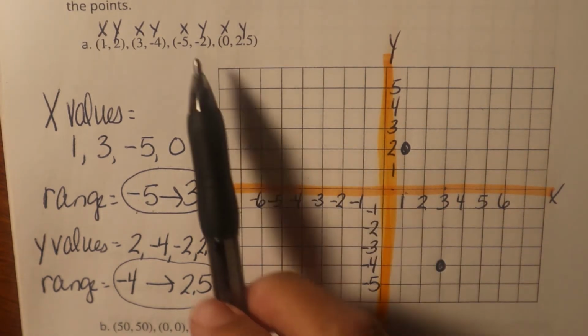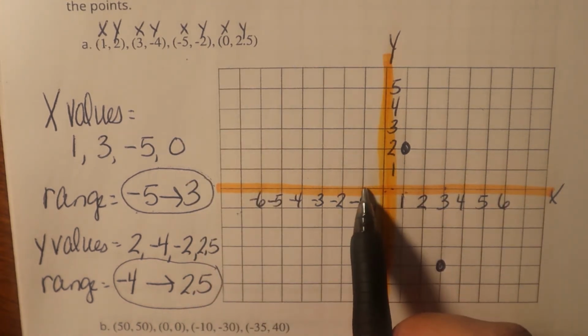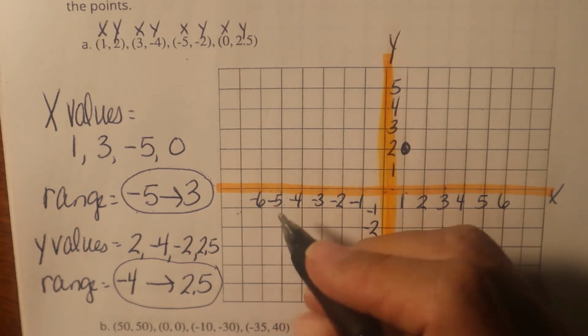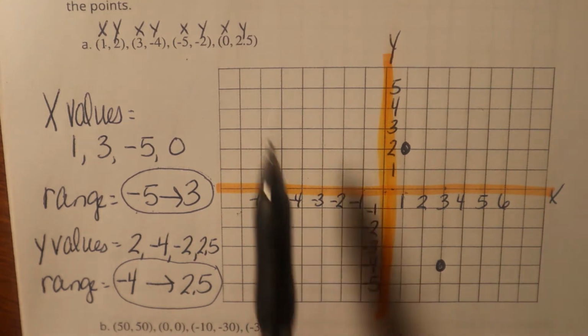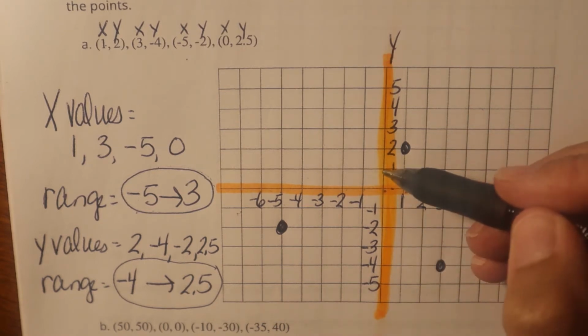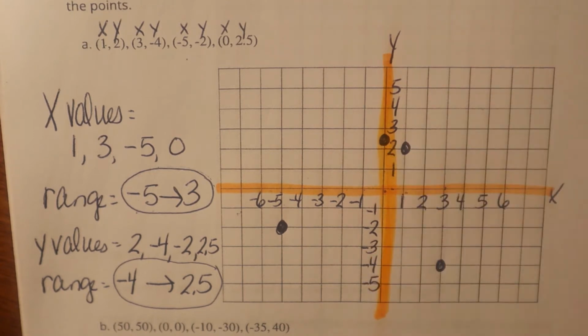Then I have a -5, -2. So I'm going to go over -5: 1, 2, 3, 4, 5, and I'm going to go down -2: 1, 2. This lands in our quadrant 3. In my last one, it's 0, so I'm not moving, and I'm going up 2.5, so 1, 2, and then up a half. That point is right on the y-axis.